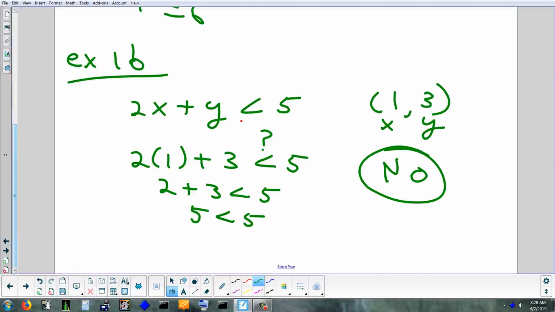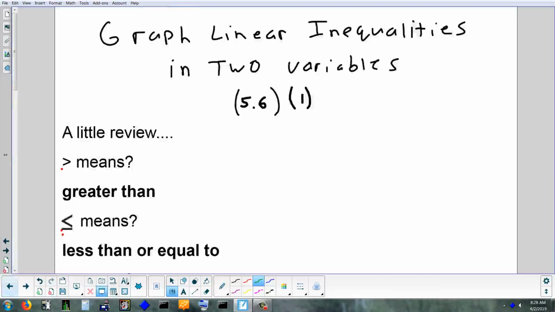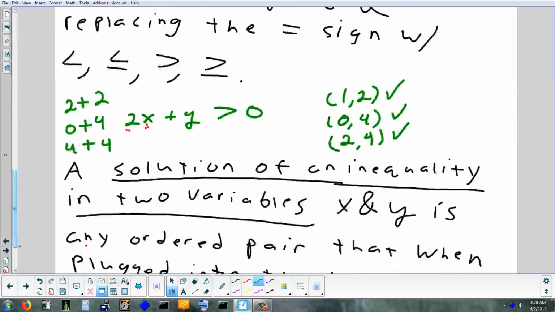So that's an example of one that doesn't work. We could come up with a bunch that don't work, and a bunch that do work. And we're going to see how you show all of the ones that work. You can't just sit here all day writing down the ones that work. If there's infinitely many, it's going to take a while. So rather than writing them, we're going to draw a picture. It's going to be visual what the solution is.